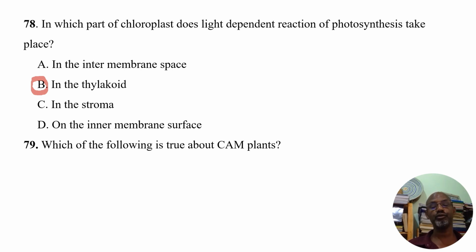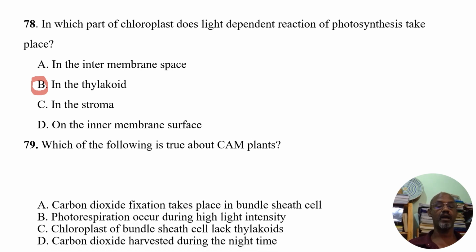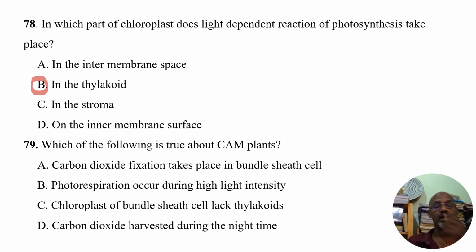79. Which of the following is true about CAM plants? Carbon dioxide fixation occurs in bundles. No. Photorespiration occurs during high light intensity. No. The chloroplast of bundle sheath cell lacks thylakoids. No. Carbon dioxide harvested during the night time. This is the correct answer. They take in carbon dioxide and store it in the form of malic acid in their huge vacuole.